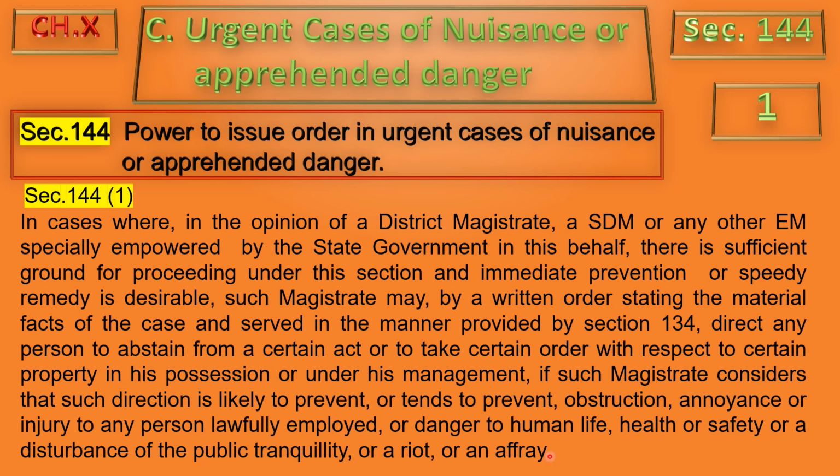Subsection 1 of section 144 says the district magistrate, subdivisional magistrate, or the executive magistrate may proceed under this section only when immediate prevention or a speedy remedy is desirable, and he must be satisfied of certain things. Number one, there is a danger to human life, a disturbance of public tranquility, or a riot or an affray. This is going to be a question in the judicial examination. What are the dangers? It may be danger to human life, disturbance of public tranquility, riot, or an affray.